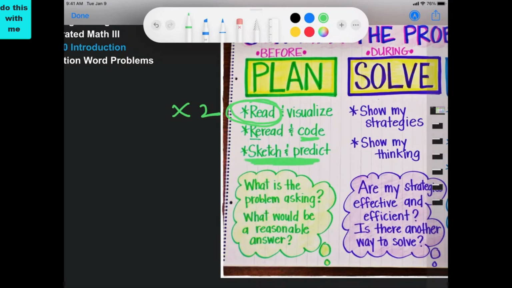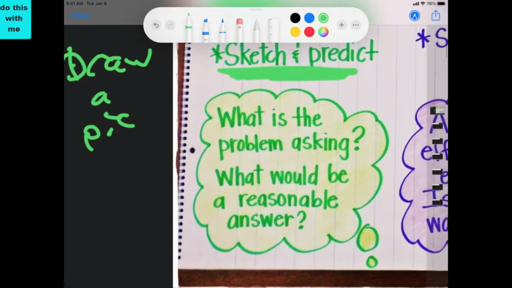I like this one right here. This is basically draw a picture. Draw a picture. Ask a question. What is the problem asking? What would be a reasonable answer?